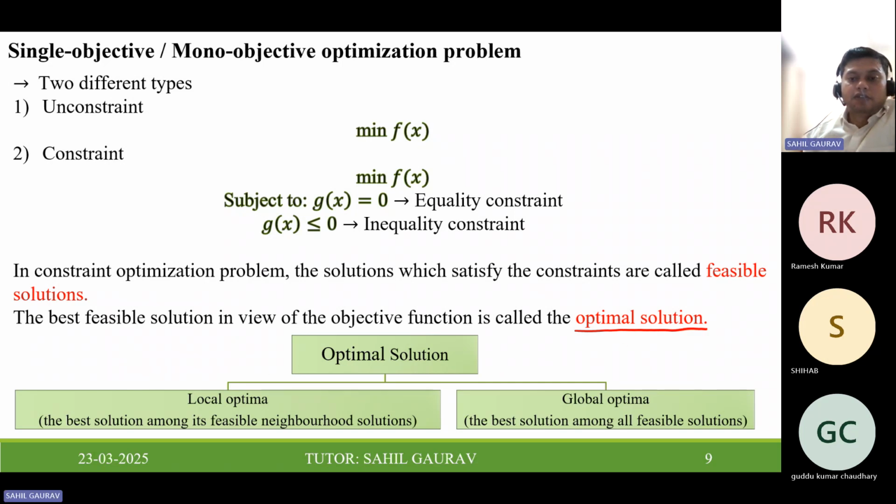And after getting the optimal solution, there are two types of solution. One is the local optimal solution, another is the global optimal solution. You also call them local optima and global optima. Local optima means the best solution among its feasible neighborhood solutions, while global optima is the best solution among all feasible solutions.